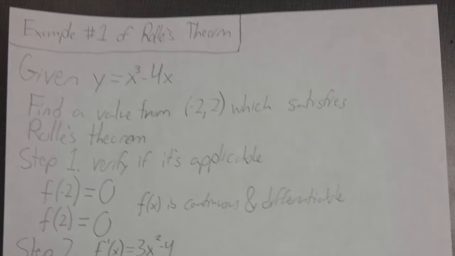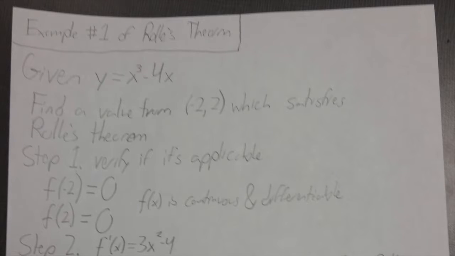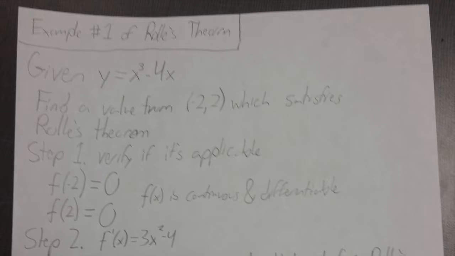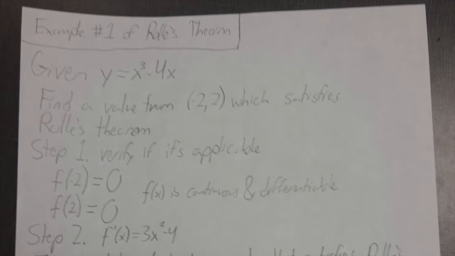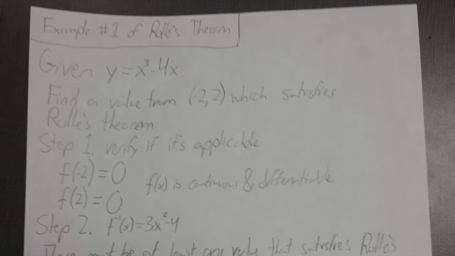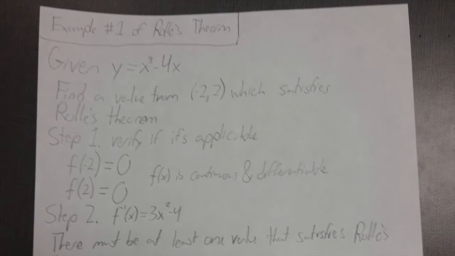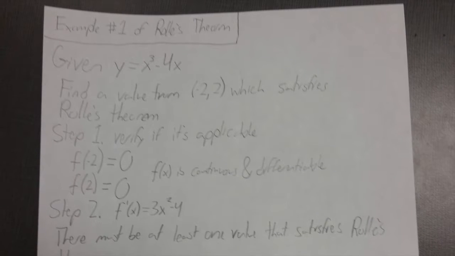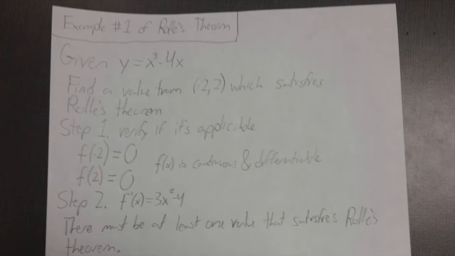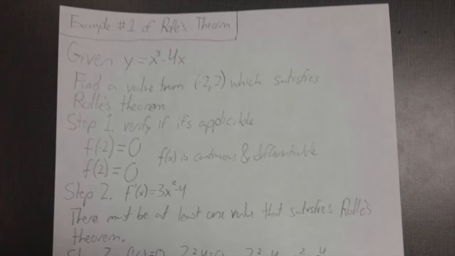Let's take a look at our first example of Rolle's theorem. So we're given that y equals x cubed minus 4x, and we're asked to find a value in the interval of -2 and 2, which satisfies Rolle's theorem. Our first step is that we have to verify that Rolle's theorem can be applied. So we calculate that the function at -2 and the function at 2 is 0. And we calculate that the function is continuous and differentiable.